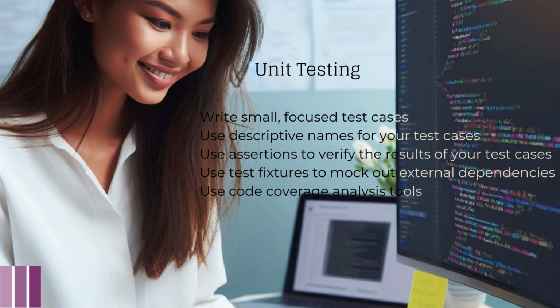You can use test fixtures to mock out external dependencies. This will help to isolate your unit test from the rest of your code and make them more reliable. Use code coverage analysis tools to identify which parts of your code are not being tested by your unit tests. This will help you to write more comprehensive unit tests. By following these tips, you can write unit tests that will help you craft software that is of highest quality.